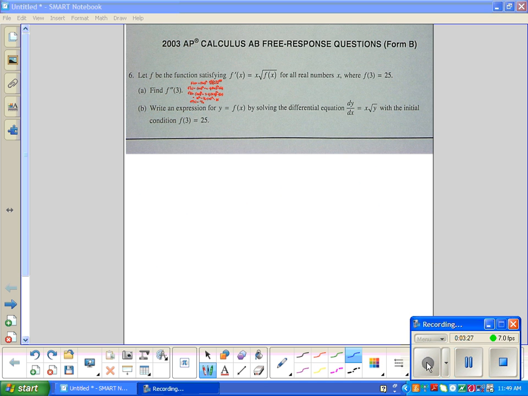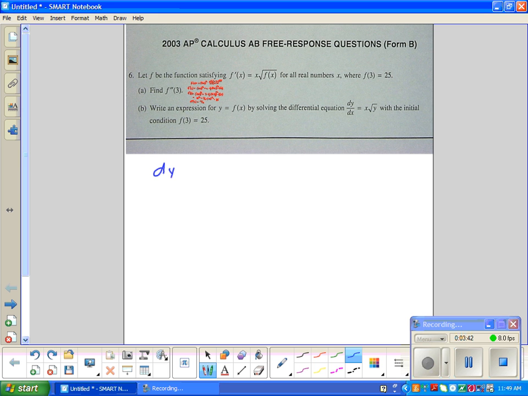All right, so for letter B, we still have the same bunch. Write an expression for y equals f of x by solving the differential equation dy dx equals x times square root of y with the initial condition f of 3 equals 25. Well, again, this comes back to you starting from this condition. And if we're going to solve this, we're going to have to integrate, right, through the antiderivative. Well, that means I have to have the y's on one side with the dy and the x's on the other. So I'll multiply by dx on both sides and divide by square root of y. We should see this pretty easily.